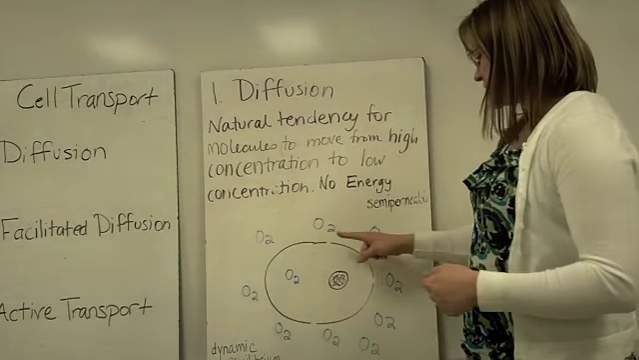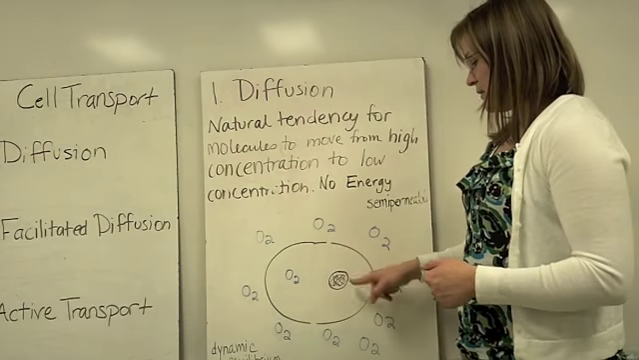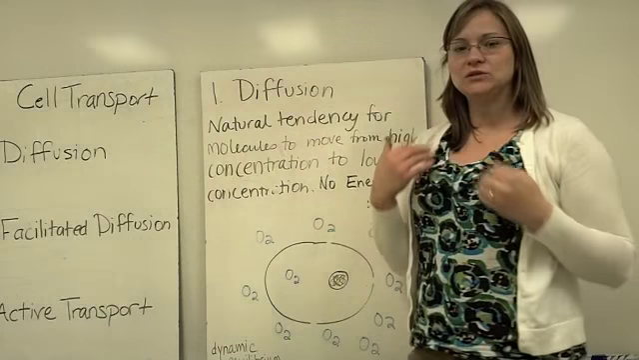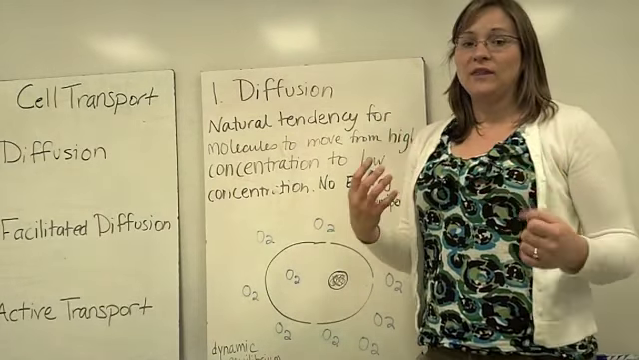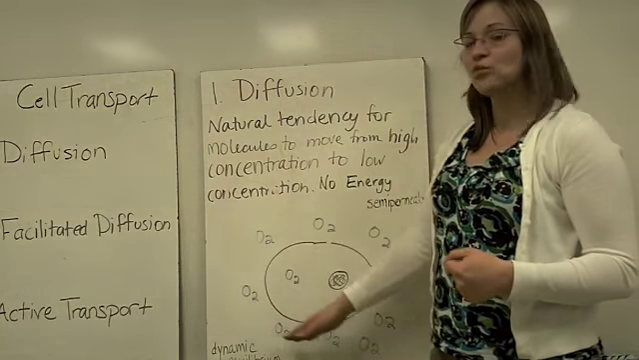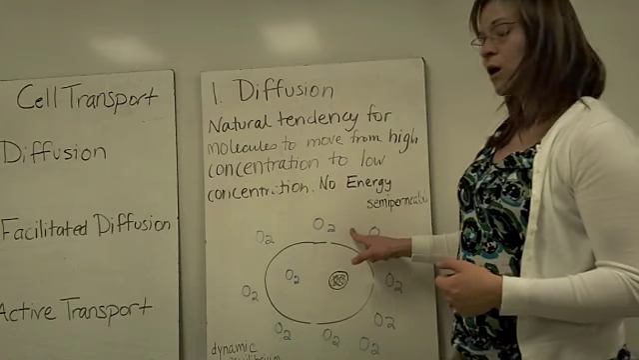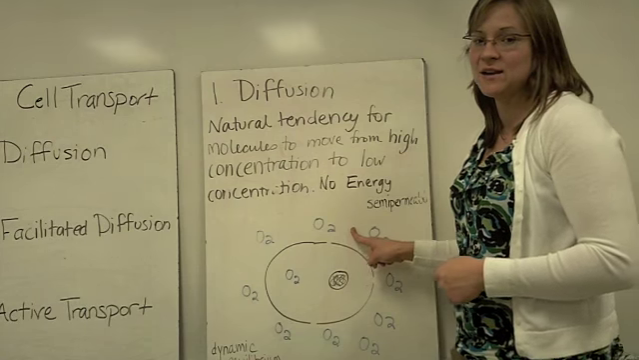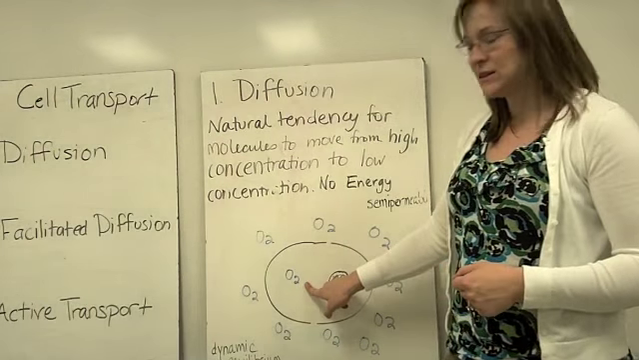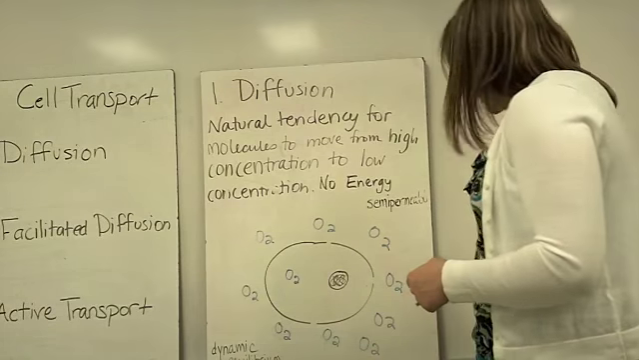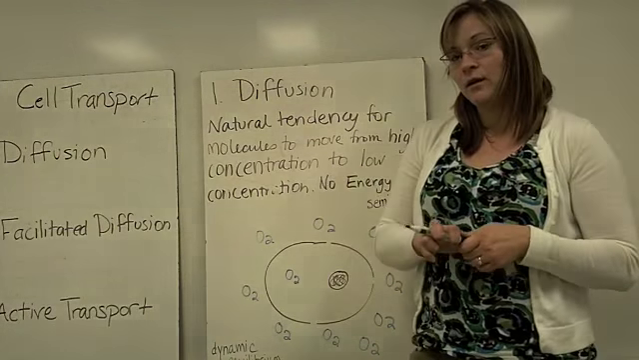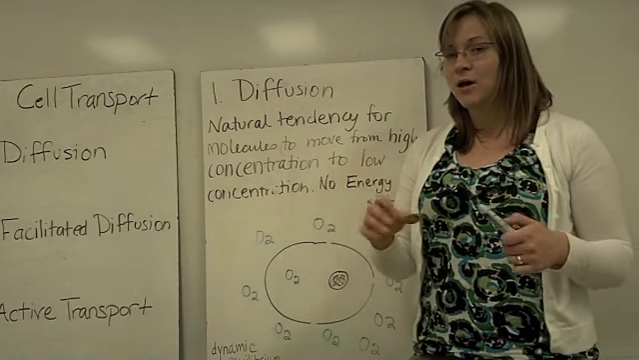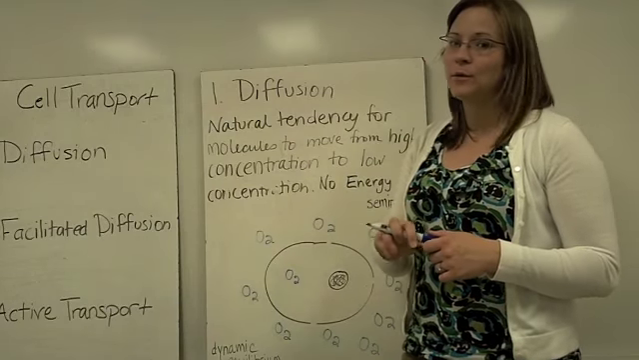So for this example, I have a cell, and here's my nucleus with the DNA. And let's say, for instance, you take a breath. You breathe in oxygen. Your cell now is surrounded by a lot of oxygen. There's more oxygen on the outside of the cell, so it has a higher concentration of oxygen on the outside of the cell than it does on the inside of the cell. So the plasma membrane is permeable to oxygen. It's also permeable to water and other small molecules. It's not permeable to ions.